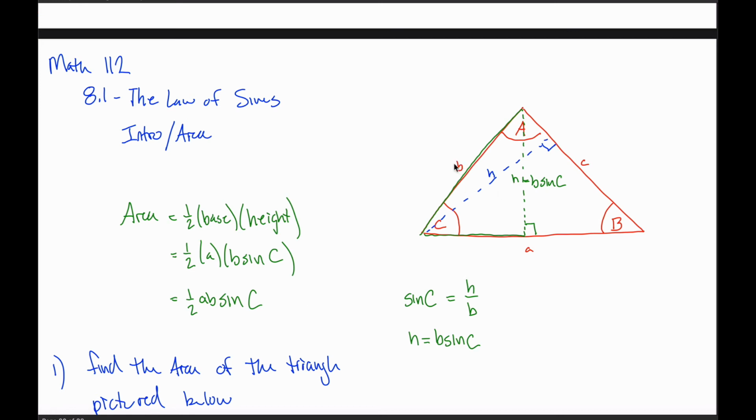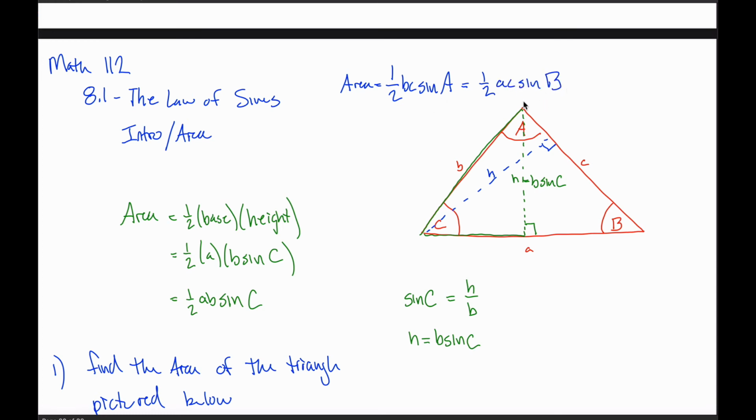But if I chose little b to be the base instead of little a to be the base, I could come up with a formula for the area where it was 1/2, and then instead of AB sine C, it would be BC sine A. And if I chose little c as the base, I come up with a formula where instead of being 1/2 AB sine C or 1/2 BC sine A, it would be 1/2 AC sine B.